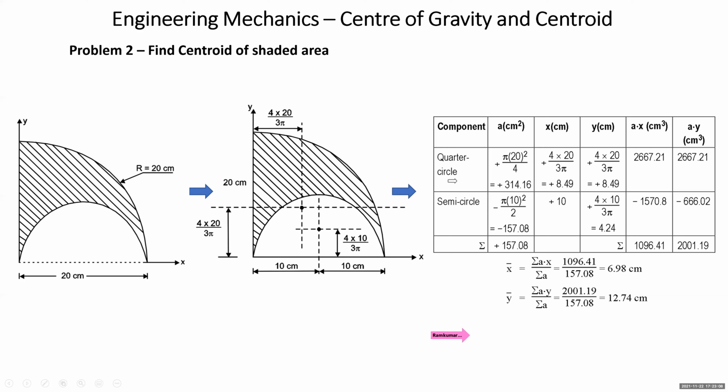Now, my first component is the quarter circle. As we understand that this area is to be taken as positive, I have written this area pi r square by 4, radius is 20. All right. Centroid of this quarter circle. This is the point for which the coordinates are to be measured. This point is right of the y-axis by what distance? 4r upon 3 pi, 4 into 20 upon 3 pi. So x coordinate is positive. And similarly, the centroid of this quarter circle is above the x-axis, so that is also plus 4r upon 3 pi.